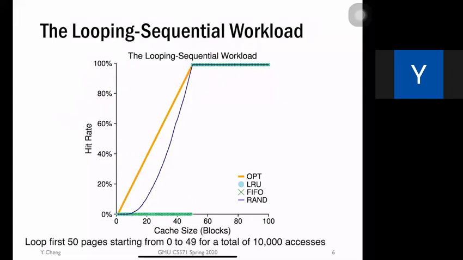So this is essentially sequential scanning. If you take a look at its definition at the bottom of this slide, this workload loops over the very first 50 pages, starting from page 0 all the way to page 49, for a total of 10,000 accesses. So this is a sequential workload. Let's see how it performs.